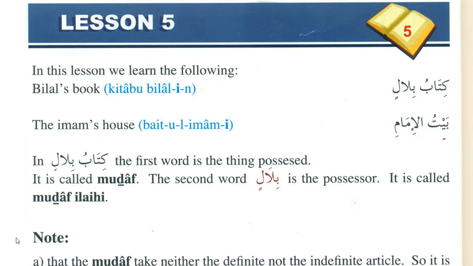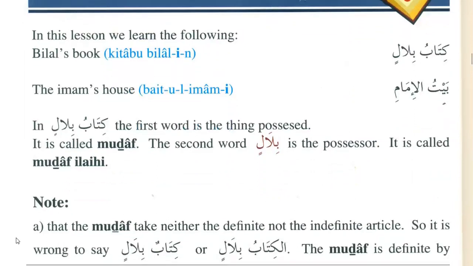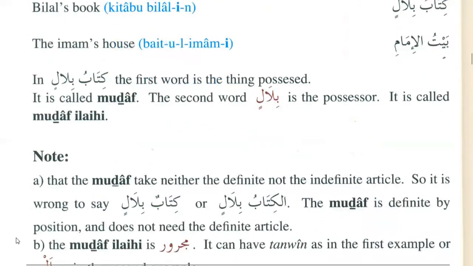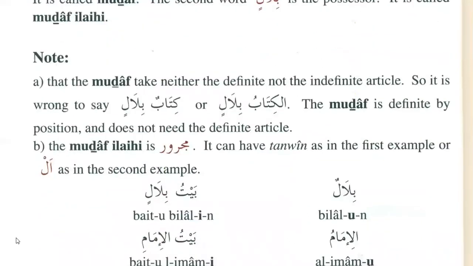In kitabu Bilalin, the first word is the thing possessed. It is called mudaf. The second word, Bilalin, is the possessor. It's called mudaf ilayh. Yes, mudaf ilayh. Any question? Does anyone have any question? Okay, continue.